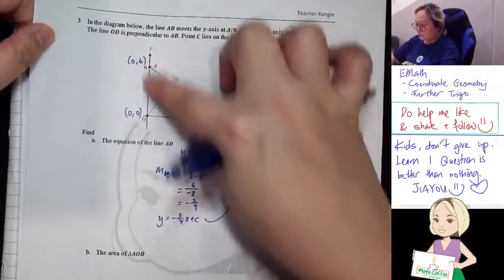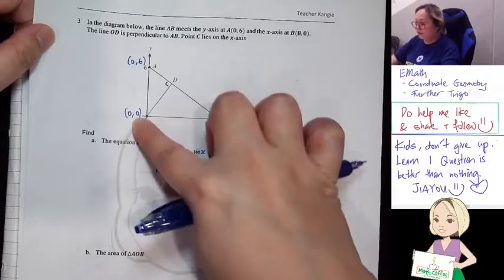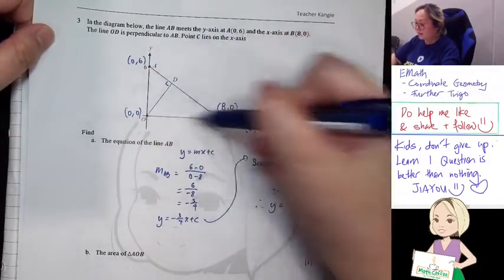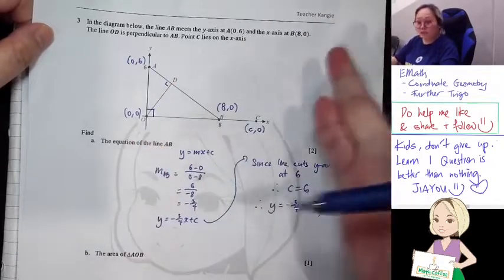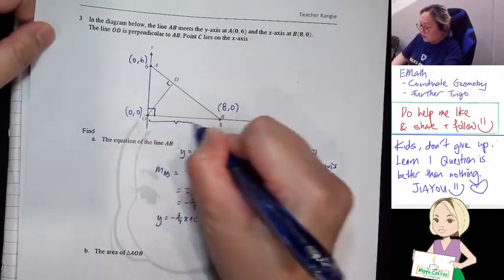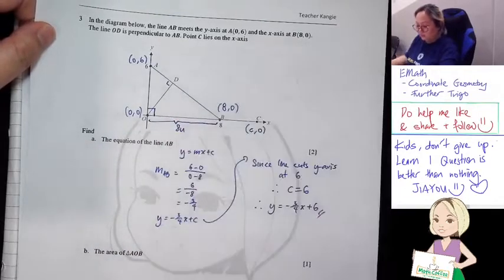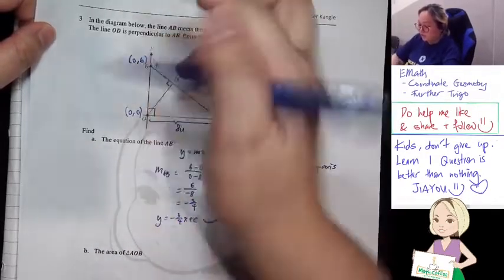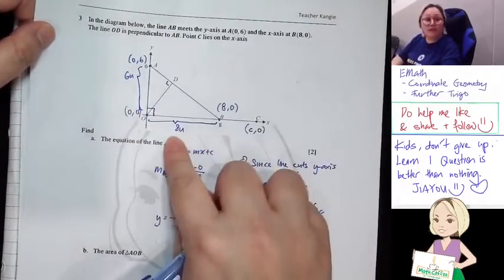AOB. So this one, okay? This is automatically a right angle triangle. Why? Because the y-axis and x-axis, this is definitely 90 degrees. So this is easy. Why? Because from here to here, from 0 to 8, you will know this is 8 units. Here from 0 to 6, you know this is 6 units. So to find the area, very straightforward.